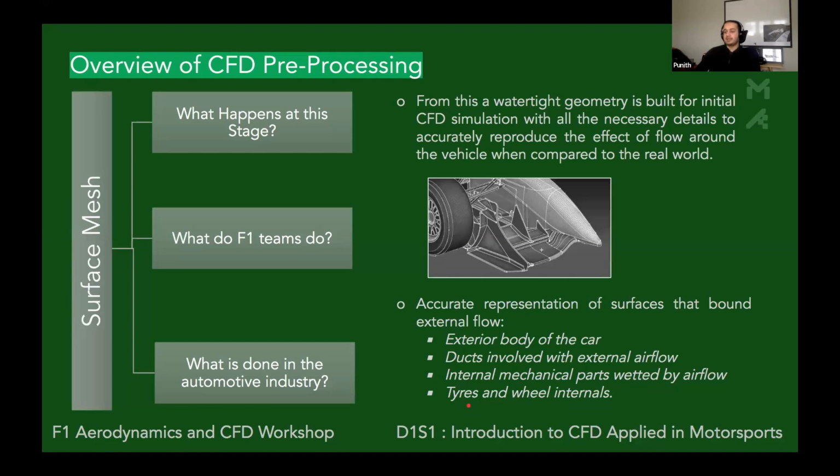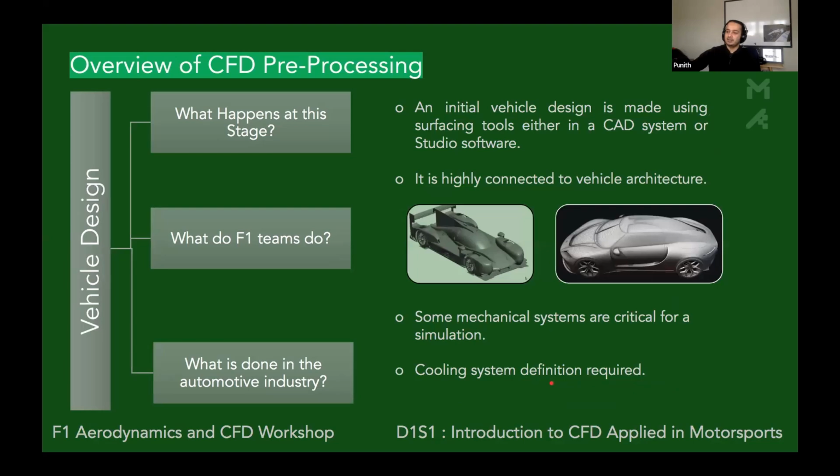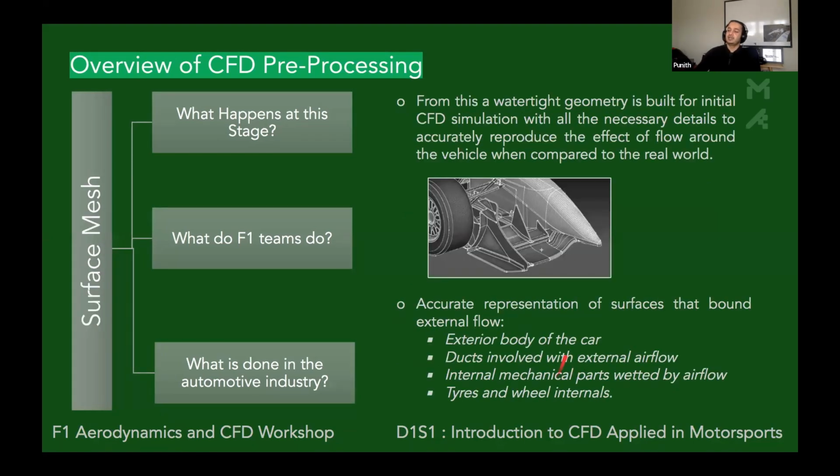Then there's tires and wheel internals. So you've got brake ducts. You used to have very complex brake ducts, so that's an important part. So these are the considerations you need when you're doing the two steps of vehicle design and surface mesh, because the surface mesh is a representation of the car that you've designed, but you're bringing it now to be ready for a CFD simulation. So you need to consider what is important for the airflow, and that's the key.